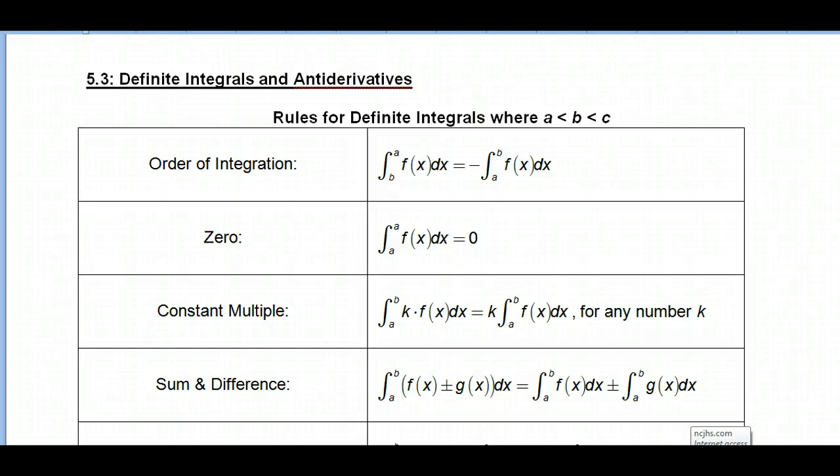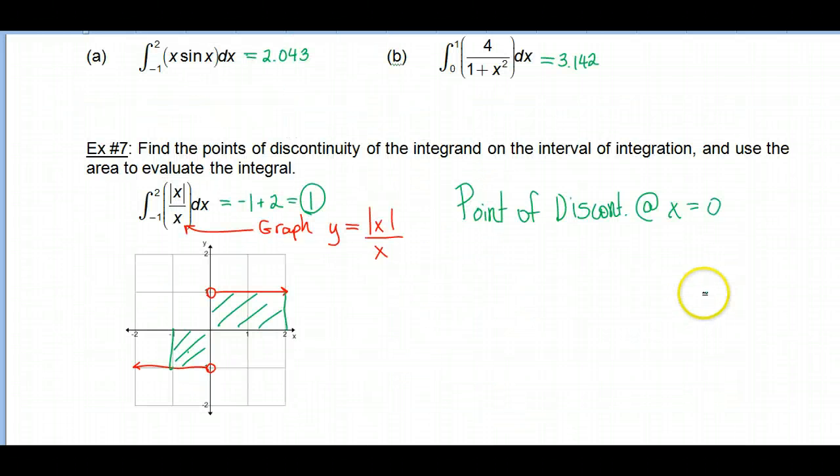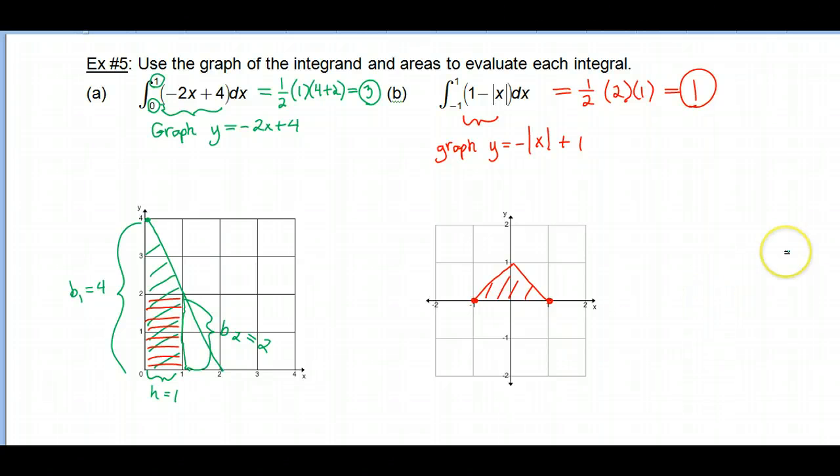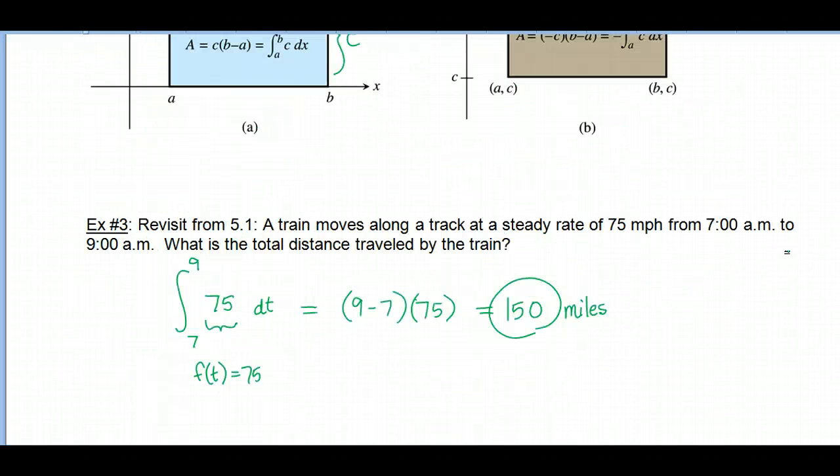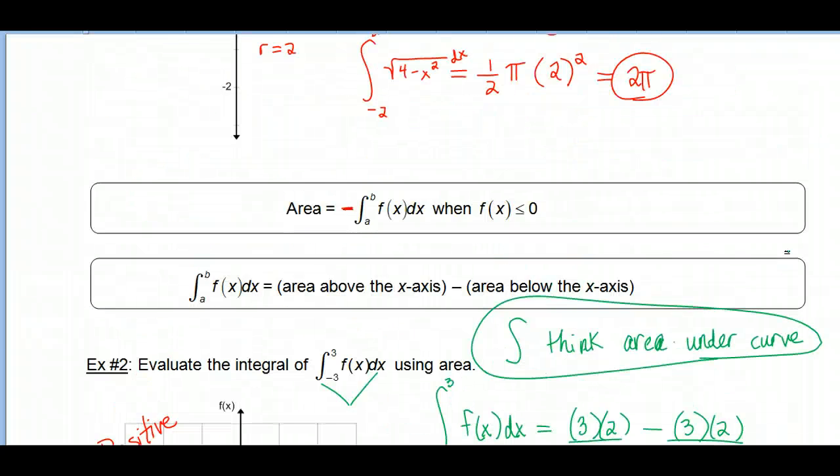So we learned that the area under the curve is what is represented when we did the integral. But sometimes we've only been able to do shapes that we know the area formula for. So what were some of the examples we did yesterday? We did rectangles, trapezoids, triangles.